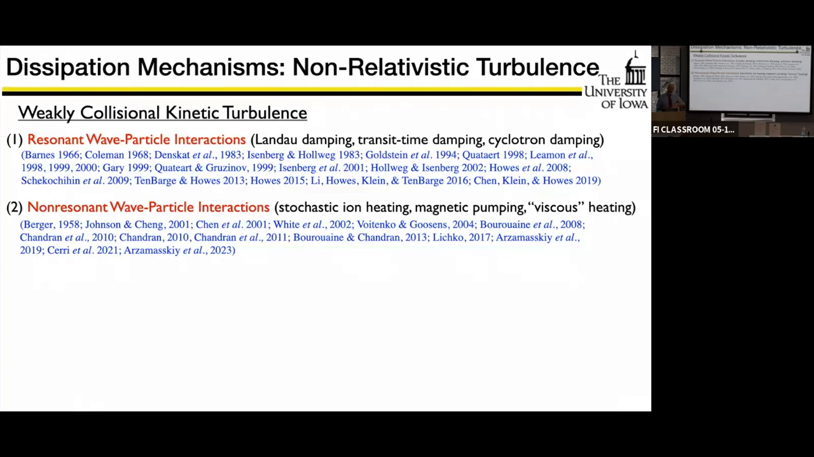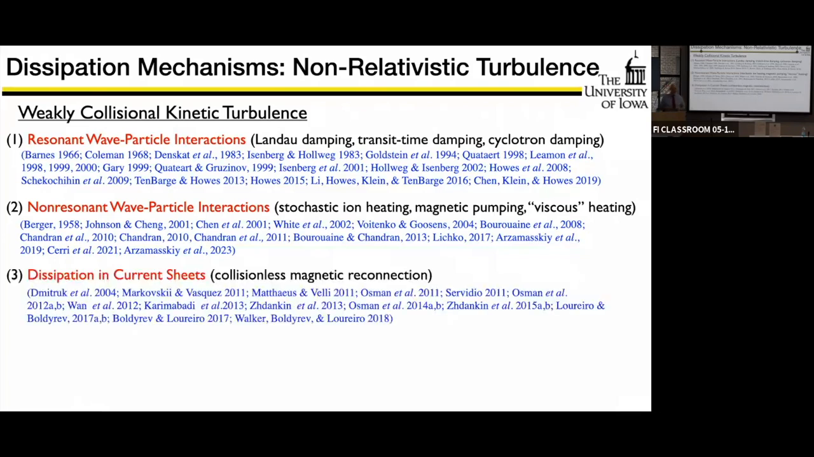But that one actually happens at fairly large scales, rather than all the other mechanisms, which more or less happen at small scales. And then the final class of mechanisms are dissipation in the current sheets that we observe via collisionless magnetic reconnection.